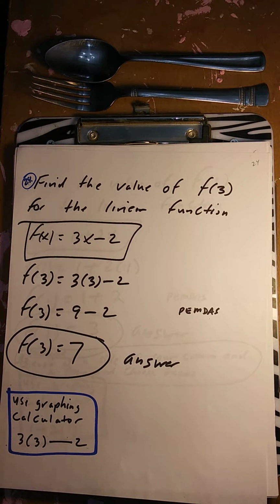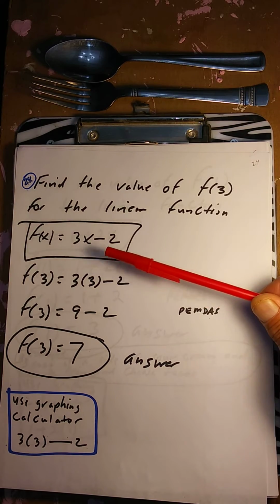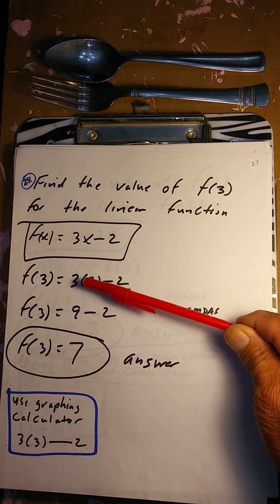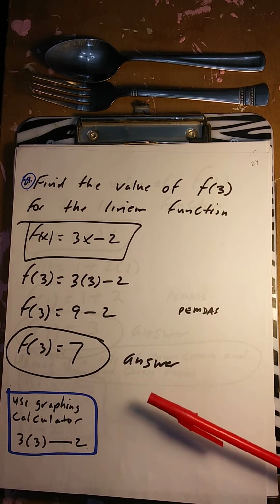Find the value of f of 3 for the linear function f of x equals 3x minus 2. So f of 3, put a 3 there, 3 times 3 is 9, 9 minus 2 is what? 7.